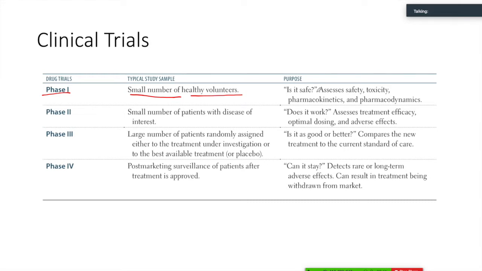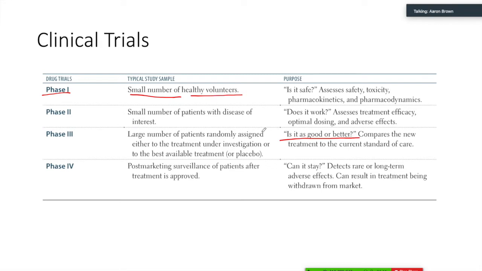All right. Now, phase three is when we're moving into a large number of patients. This is really the last phase before your drug goes to market. Here, what we're trying to figure out is whether this drug is as good as or better than what's out there. Say we made up a new drug for hypertension. Is this drug going to be better than my lisinopril?